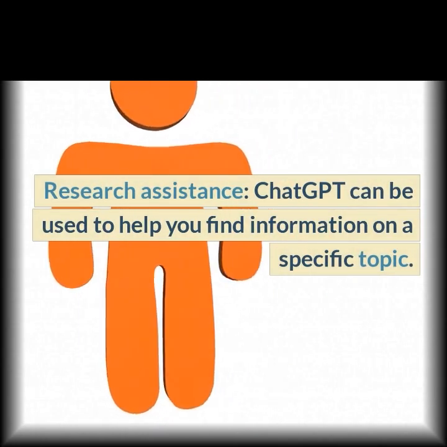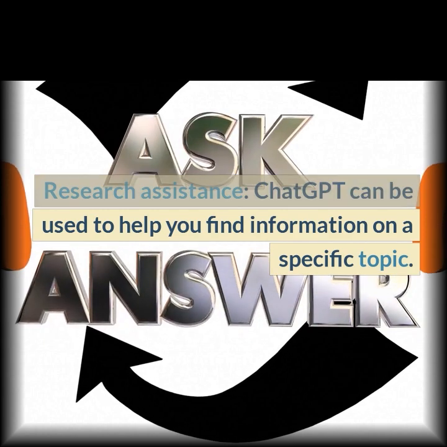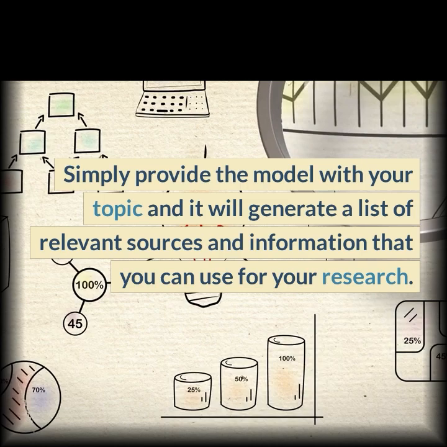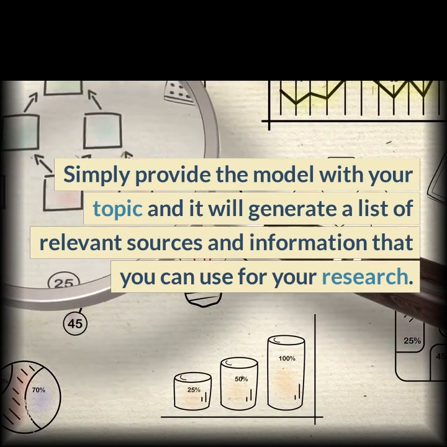Research assistance. ChatGPT can be used to help you find information on a specific topic. Simply provide the model with your topic and it will generate a list of relevant sources and information that you can use for your research.